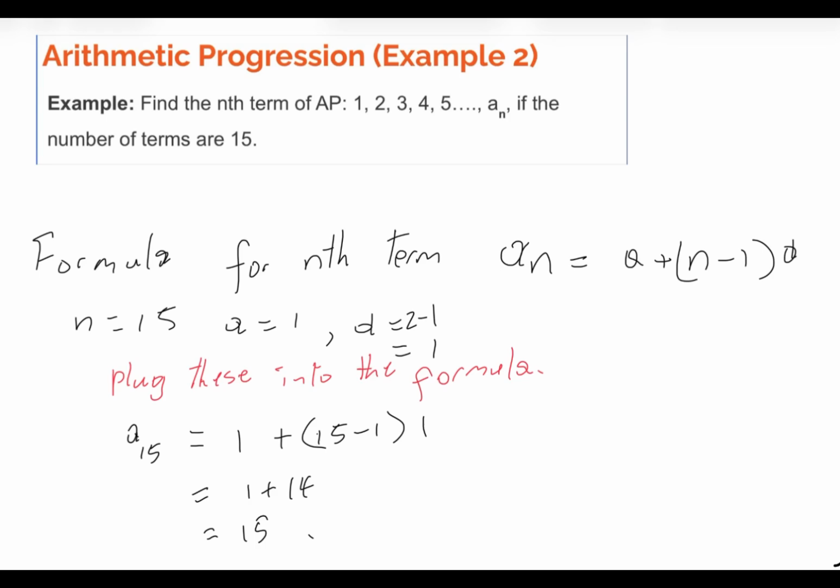Plug these into the formula. We have a sub 15 is equal to 1 plus (15 minus 1) times 1. This is equal to 1 plus 14 is equal to 15. So, the nth term, a sub 15, is equal to 15.